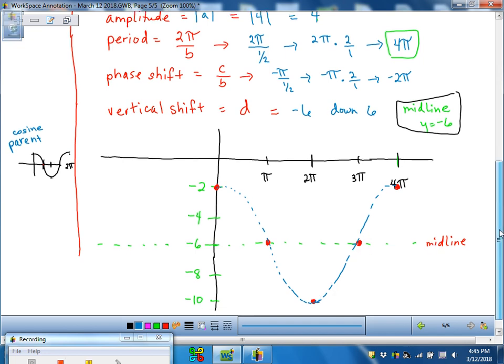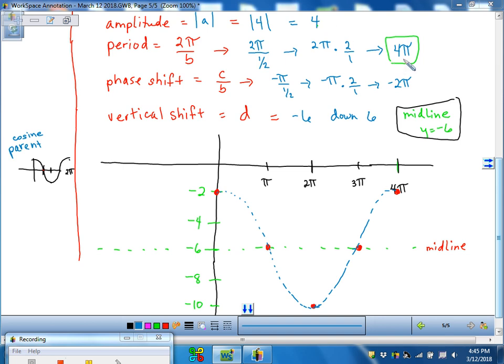Now the last thing that I need to do, I've used my amplitude, I've used my period, and I've used my vertical shift, which gave me my midline. Last thing I need to do is to employ my phase shift. The phase shift says that I need to go -2 pi. Well, negative implies that I'm going to go to the left. So we're going to take this entire graph and we're going to move it 2 pi to the left. So where this point at 4 pi is, if I move that 2 pi to the left, that new point is going to be at 2 pi.